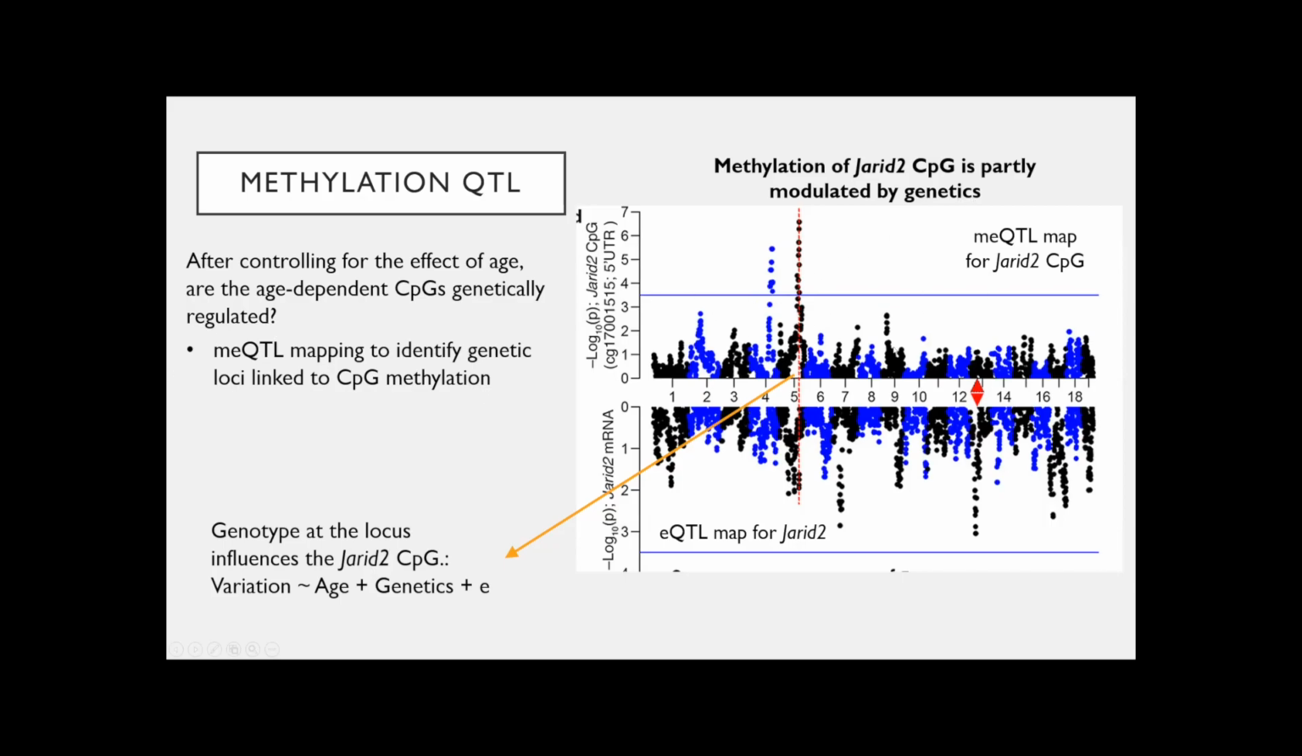And this is the mQTL plot for the Jarid2 CpG. And this triangle here tells you where that CpG is physically located in the mouse genome. That's on chromosome 13. But the genetic region that controls its methylation is on chromosome 5. So what this tells you is that the variation that you see in that CpG is partly due to aging and partly due to genetics.